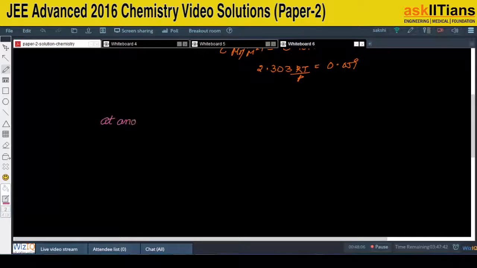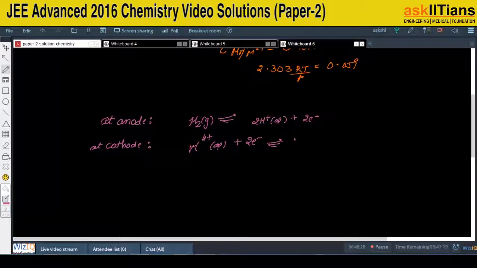Let me write at the anode what is happening: hydrogen in the gaseous state is going to form 2H positive in the aqueous state plus 2 electrons. And let me write the reaction at the cathode. So I should write the reduction reaction: M plus 4 aqueous will combine with 2 electrons in order to give me M2 plus aqueous.